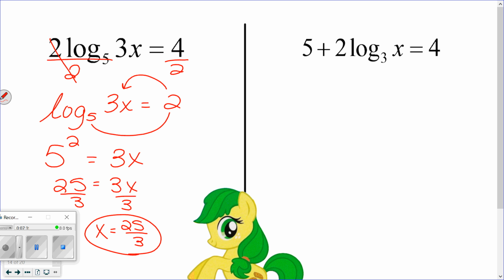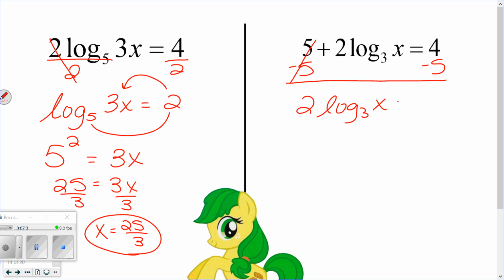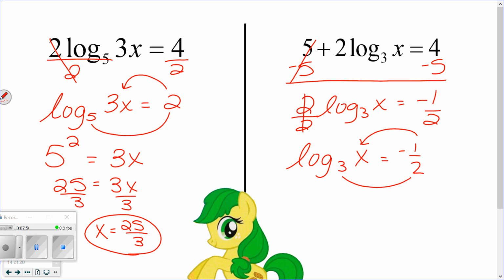All right, guys. How about 5 plus 2 log base 3 of x equals 4? Subtract 5. 2 log base 3 of x equals negative 1. Divide by 2. Loopy swoopy? So 3 to the negative 1/2 equals x.